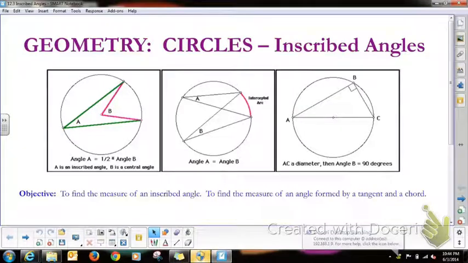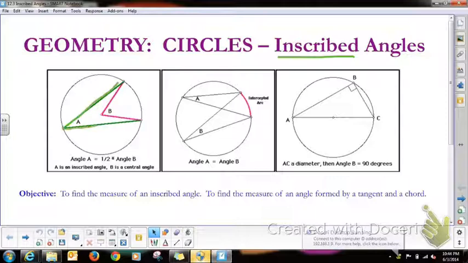Hi, here we are at geometry again. We're still exploring circles. We're going to talk about inscribed angles. Inscribed meaning they are inside the circle. If you take a look at these pictures, it's going to show you the different inscribed angles that we have.